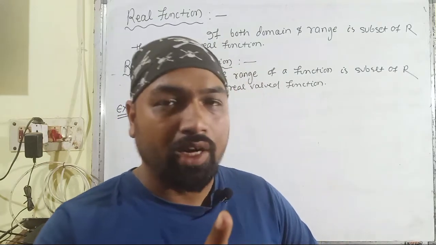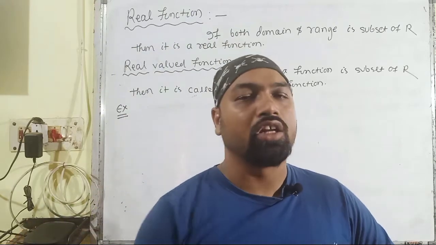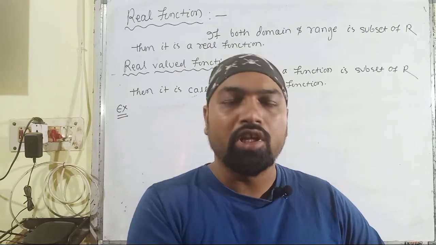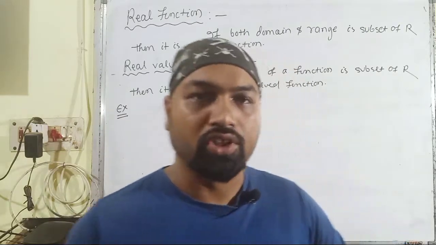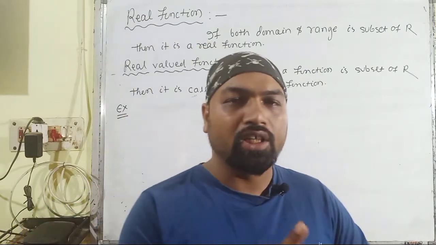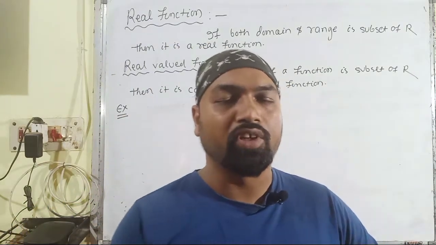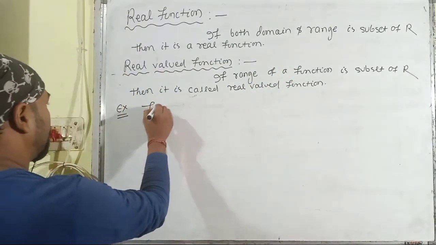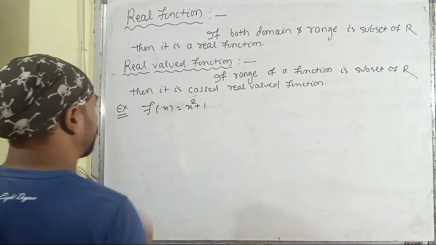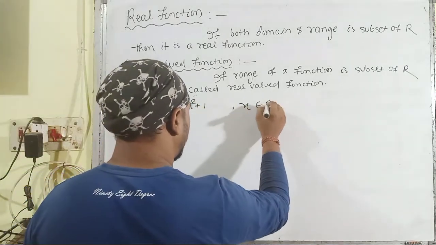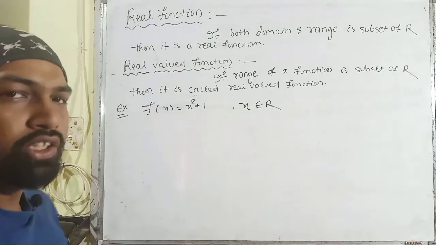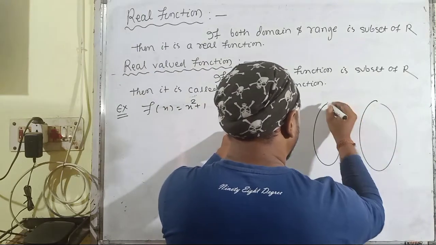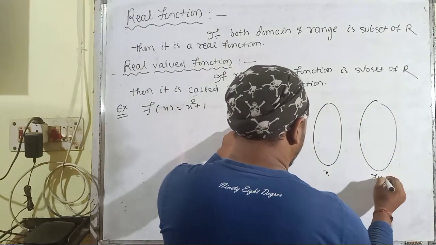And also very important, all the real valued functions are not real functions. Some of the real valued functions are there which are not real functions, and some of the real valued functions are there which are real functions. Now let us discuss one example based upon the real function and another example based upon the real valued function. So let us consider the function f of x is equal to x square plus 1, where x belongs to R. That means we have already taken the domain as a subset of R, because x belongs to the domain part. Here it is the x part, and here we are getting f of x.